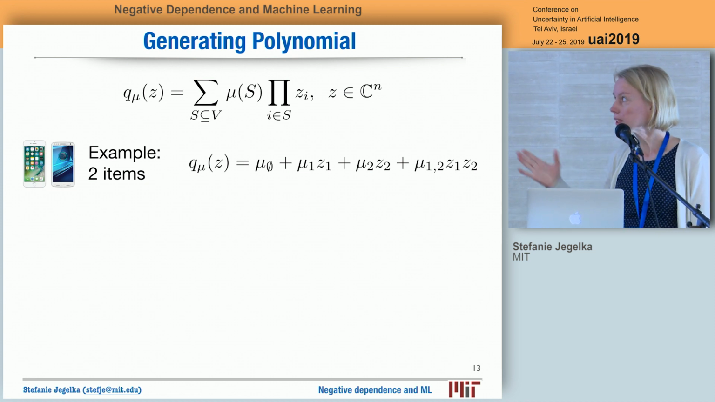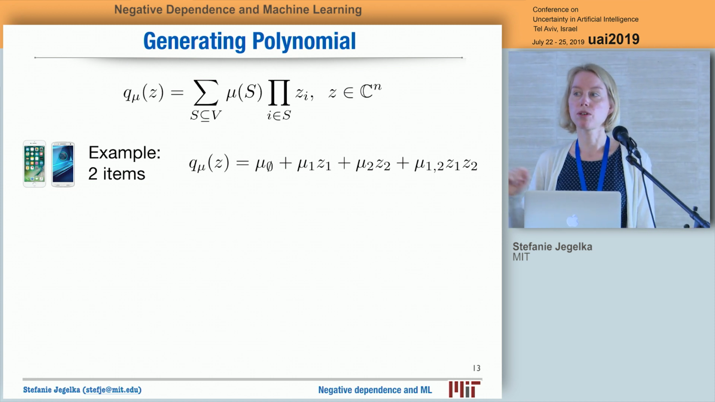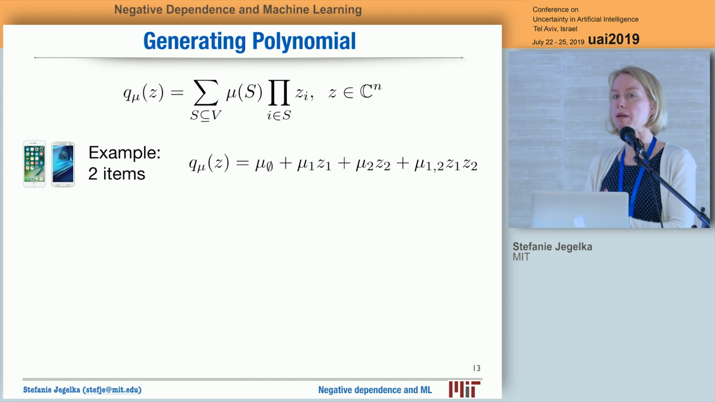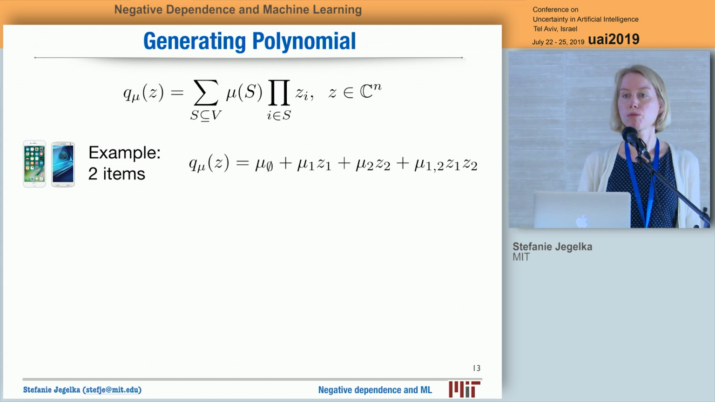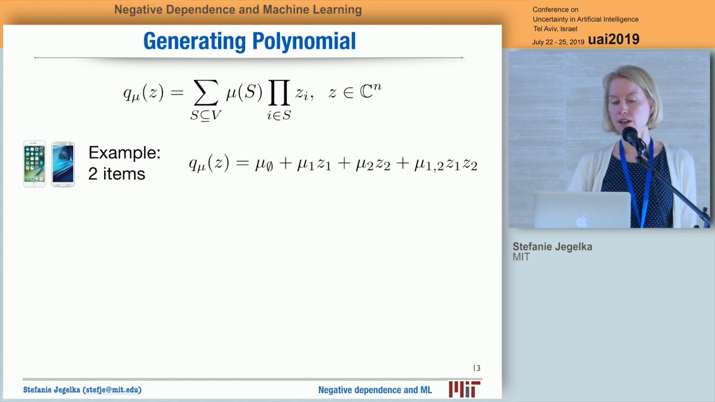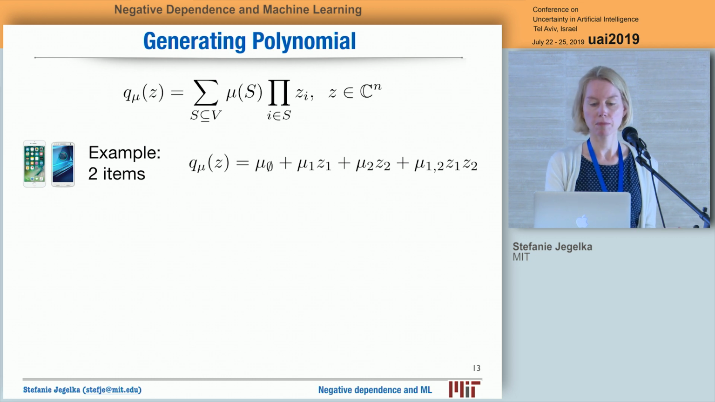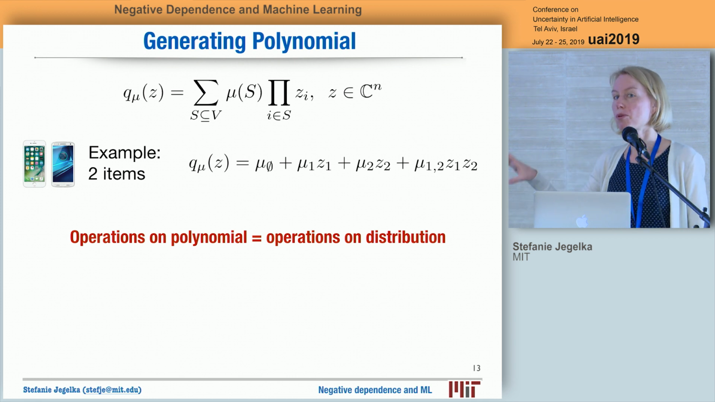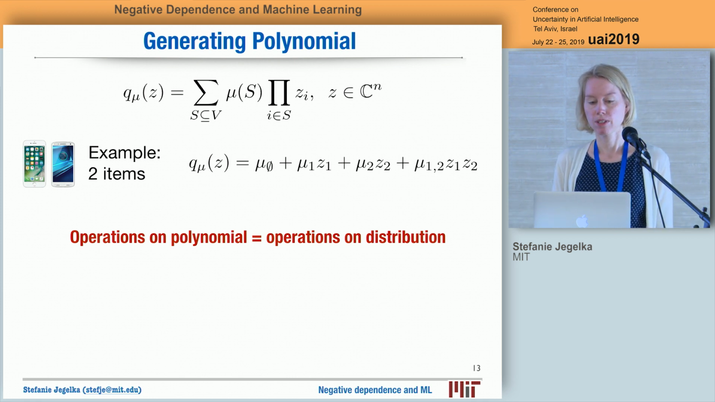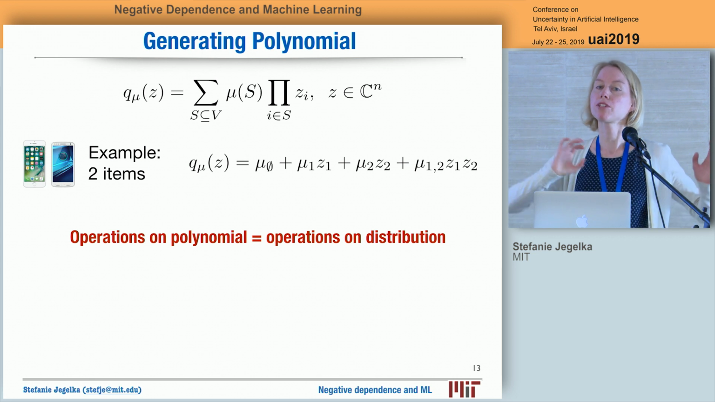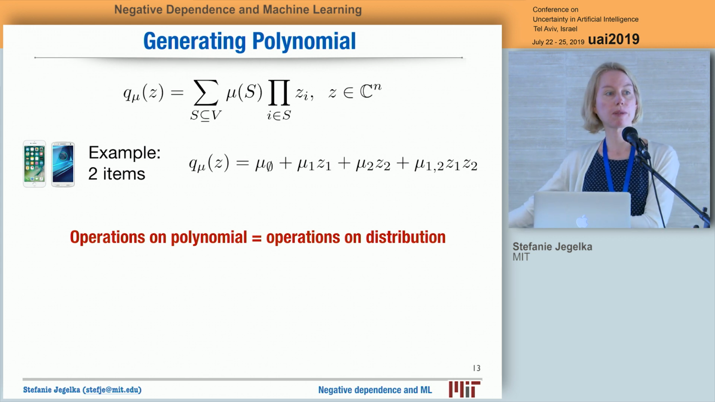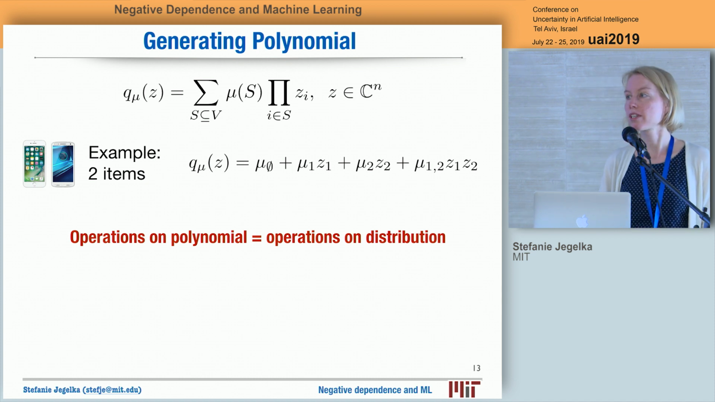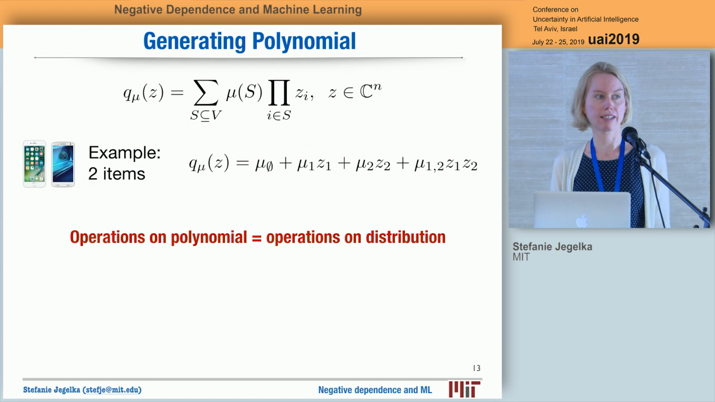So why is it useful to look at these polynomials? It's just another way to write my distribution, and there's actually a one-to-one mapping between these polynomials and the distributions I could have. Now, the interesting thing is that operations on my polynomial, because of this one-to-one mapping, directly correspond to operations on my distribution. And likewise, properties of my polynomial could tell me properties of my distribution and vice versa. So this could be potentially very useful, especially if these are polynomials that are well studied.